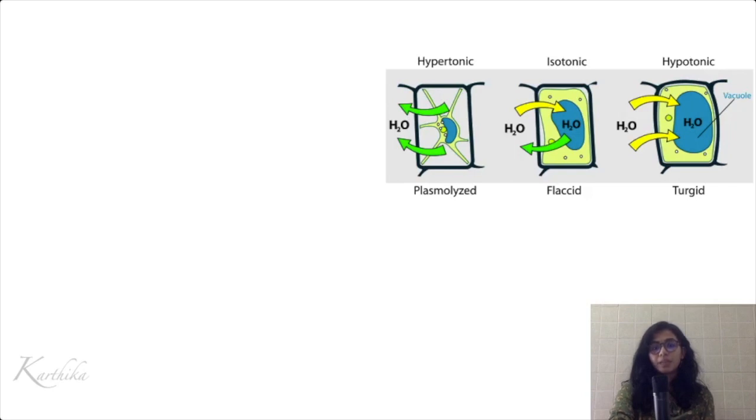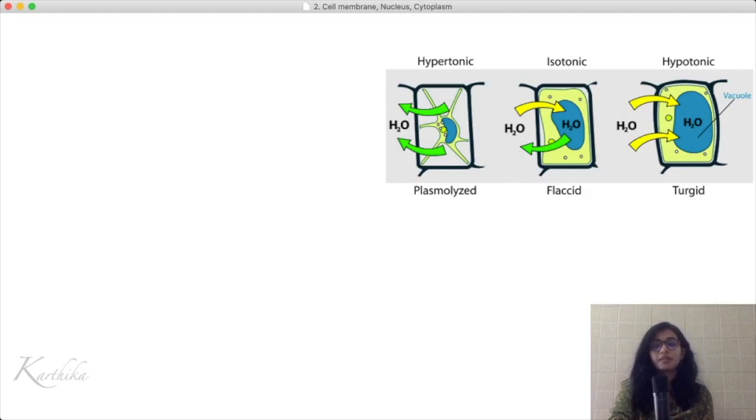Now let's observe osmosis in a more clear way altogether. These 3 situations altogether we can see. So the middle one is the normal thing, as in an isotonic solution where the concentration outside and inside is the same. The cell remains flaccid, that means in a normal way.